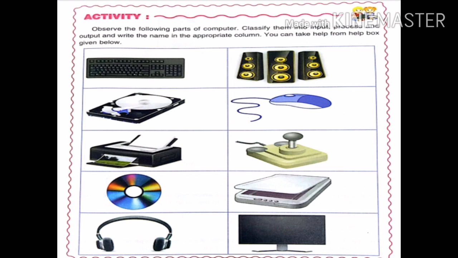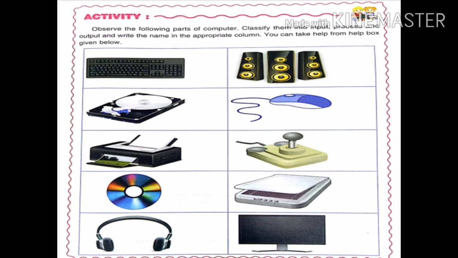Here also an activity is given. I think this chapter is full of activity only. Here, observe the following parts of a computer, classify them into input, process and output, and write the name in the appropriate column. You can take help from the help box given below. It is given on the next page.